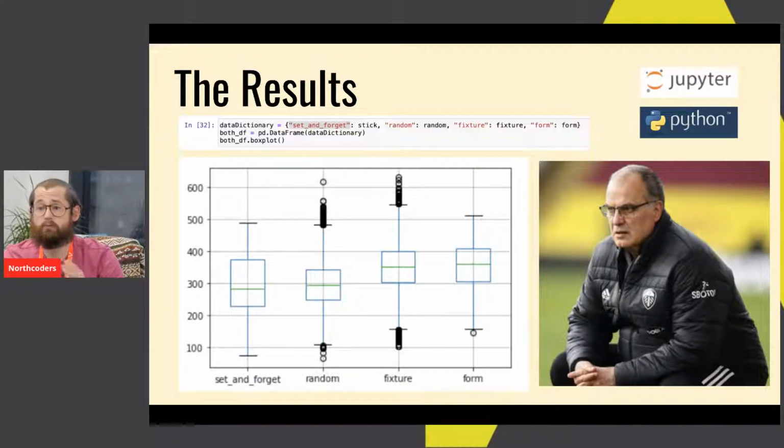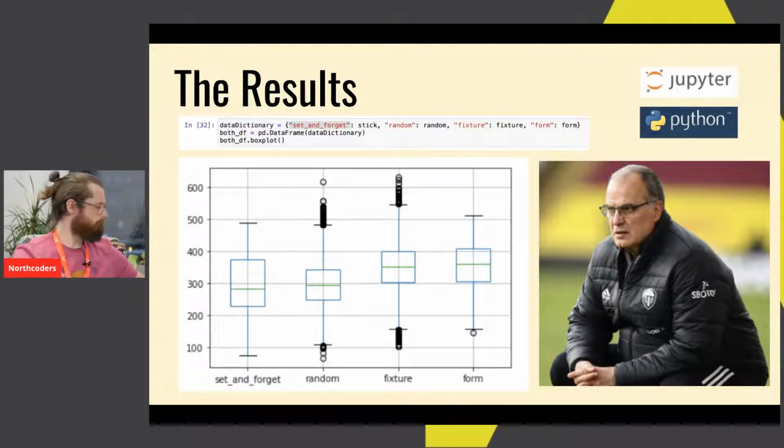If we have a look at form, those boxes are really similar. Okay, slightly higher median, much more consistent in terms of the results because the whiskers are significantly shorter. So what I should probably do is think about maybe doing a combination of those things. Yeah, so that's what I did.